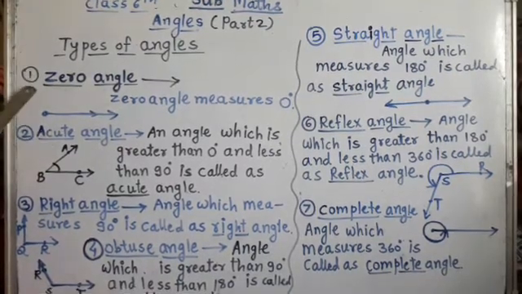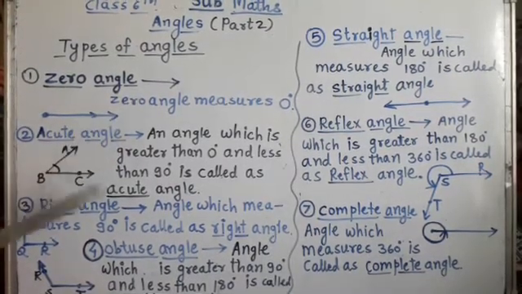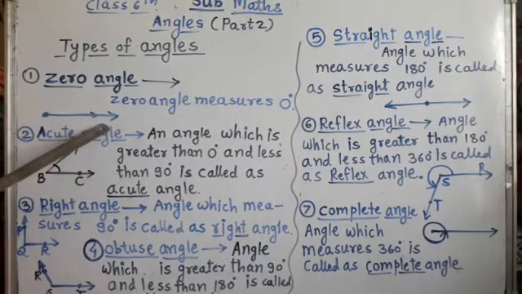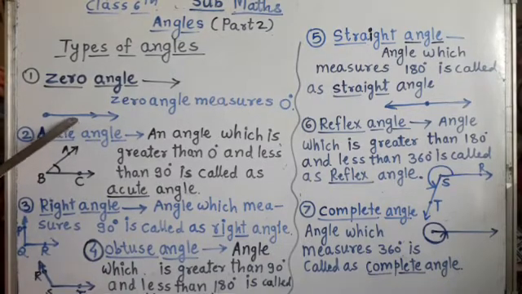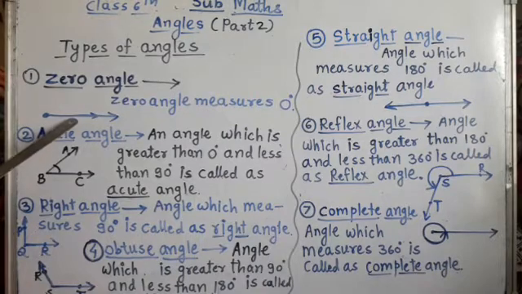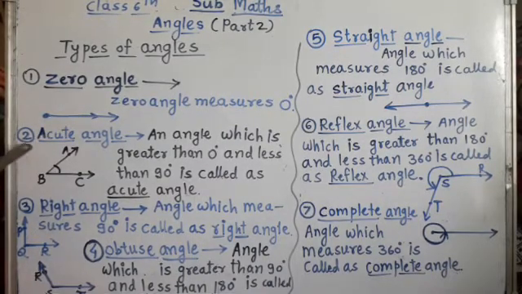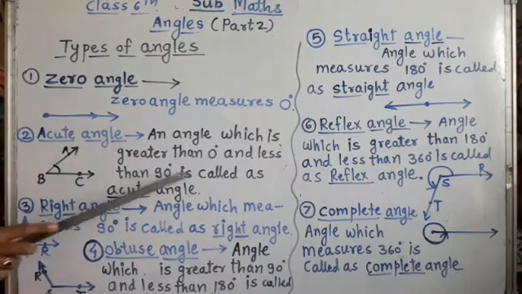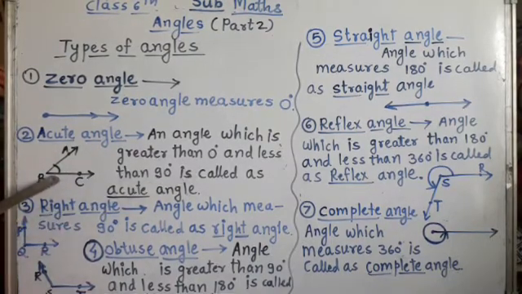Let us see what are the types of angles. First type is zero angle. Zero angle measures 0 degree. Why? Because two arms are at the same position, initial position. Therefore, this angle is called zero angle. Second type is acute angle. An angle which is greater than 0 degree and less than 90 degree is called an acute angle.